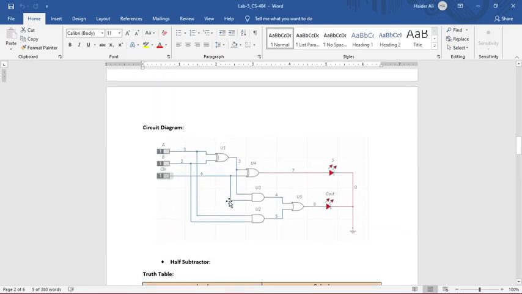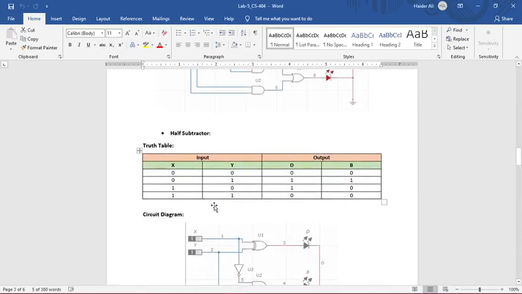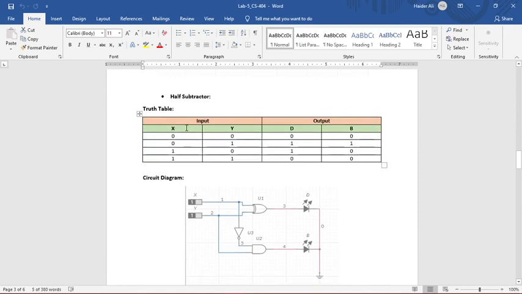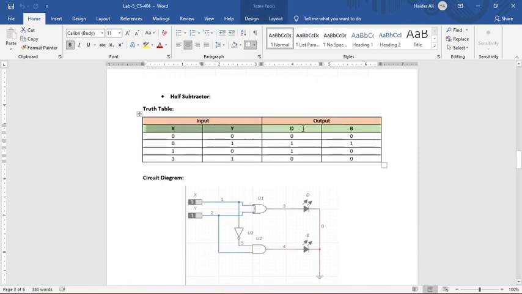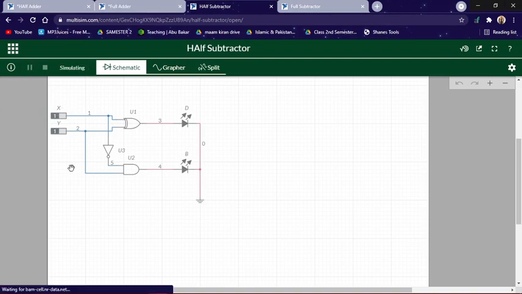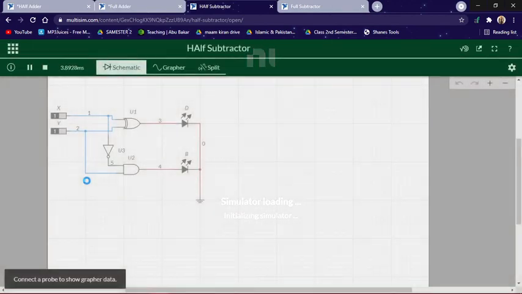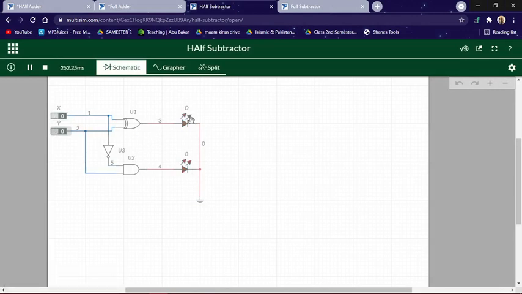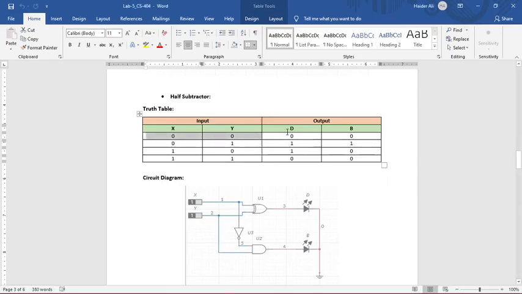Now we will discuss the function of a half subtractor. There are two inputs X and Y and two outputs difference and borrow out. First of all, we have both inputs 0. Both of the inputs are 0 and both outputs, B and D, are also 0.